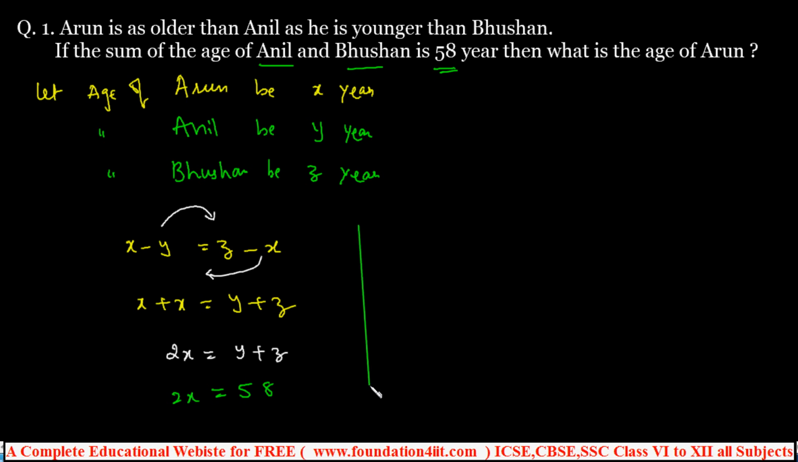From this you can find out the x value. Then x is equal to 58 divided by 2, which is 29 years. So 29 years is Arun's age. What is the age of Arun? Arun's age is 29 years.